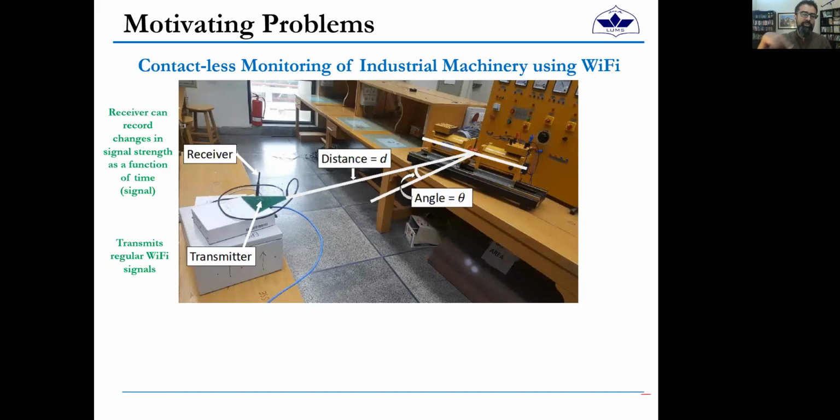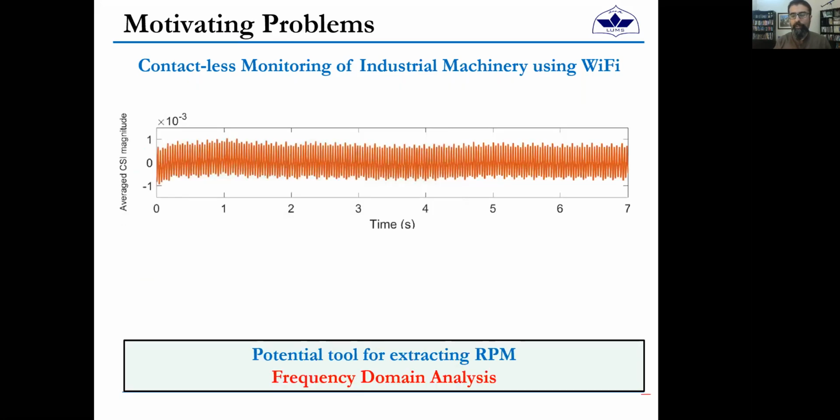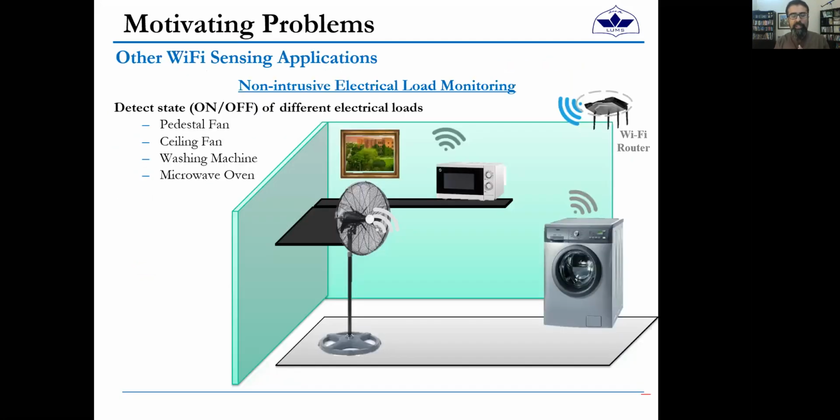And once again, with those changes in RSSI, we're trying to measure the machine's RPM, what is the revolutions per minute of this machine in a contactless fashion. So there's no contact, there's no sensor attached to the machine per se, but rather you're just using radio waves to try to determine what the revolutions per minute is. And this is exactly the same sort of frequency analysis that we would have to apply over here as well. And the list goes on and on.